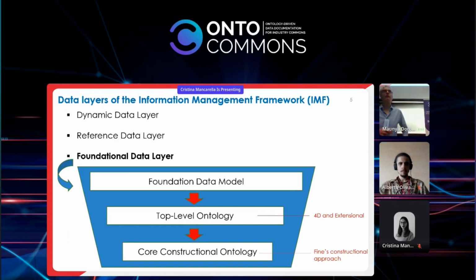So here, as you see, there's a foundational data model, which then rests on the top level ontology, which was chosen to be 4-dimensional and extensional. And all of that underpinned by what we call core constructional ontology. The idea being to have a unified way of dealing with some entities that come up in many of these top-level ontologies. And the inspiration here comes from work by Kit Fine, a so-called constructional approach, where you construct the entities that you require.